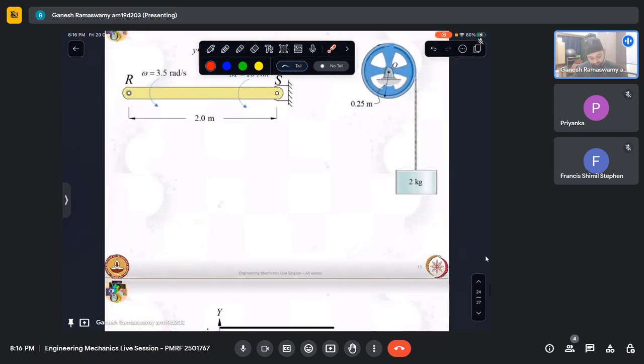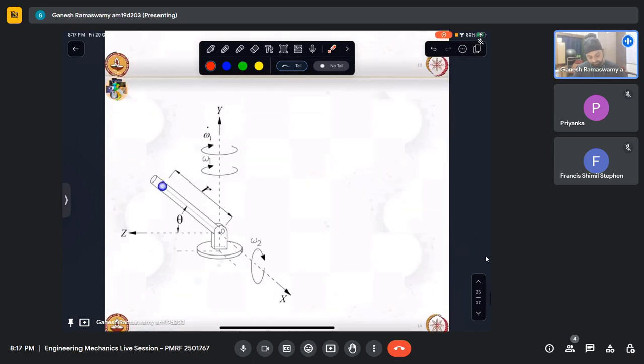So anyway, I'll just leave this aside. This is one aspect I just wanted to discuss quickly: how to identify which angular velocity is actually changing. So first we take the fixed frame. Fixed frame is the ground.